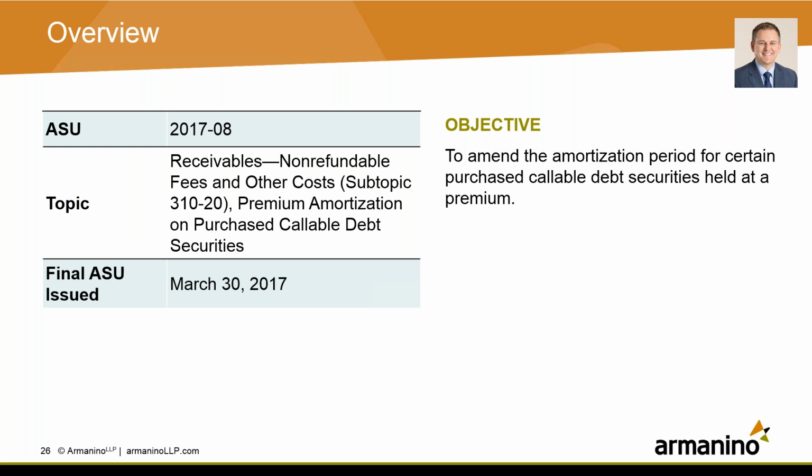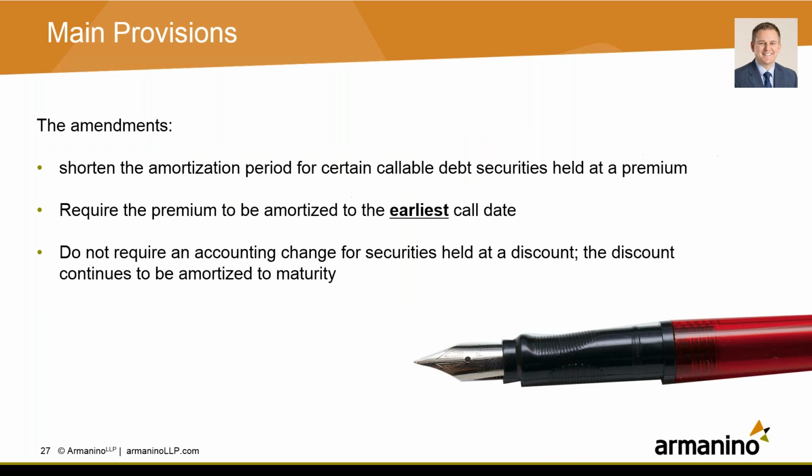But entities that hold an individual callable debt security at a premium may not be able to amortize that premium to the earliest call date. This revised guidance changes all that and really better aligns the amortization period of the premiums and the discounts to the expectations incorporated in the market pricing of those underlying assets. So I know I just said a whole lot. So let's talk about the key takeaways related to this update.